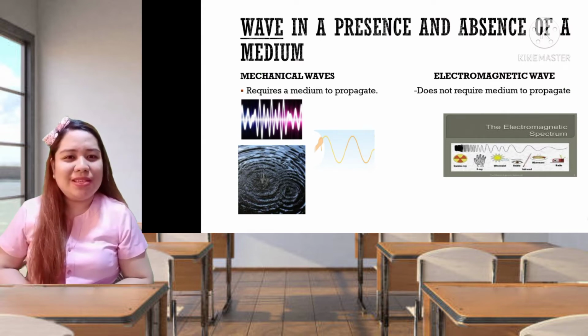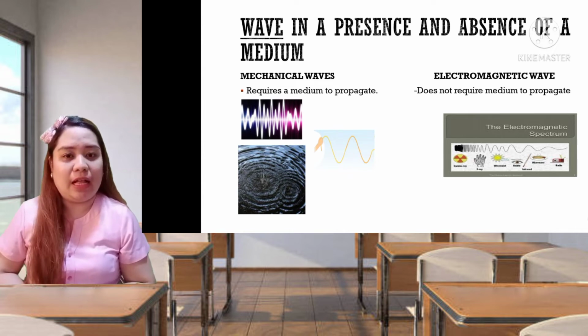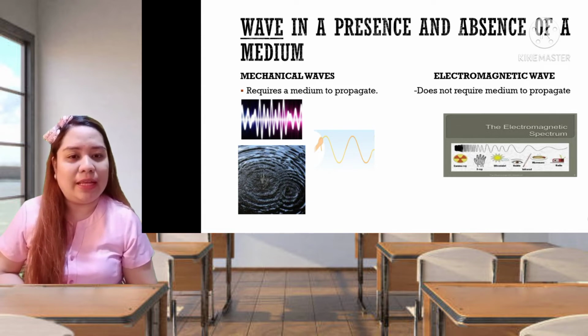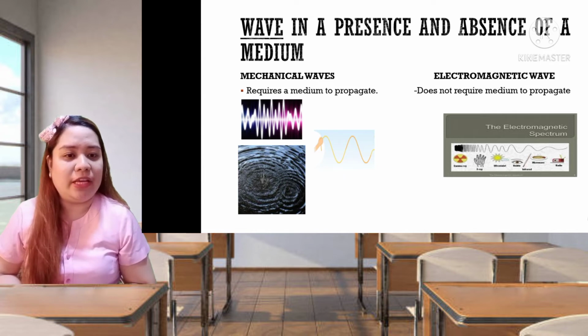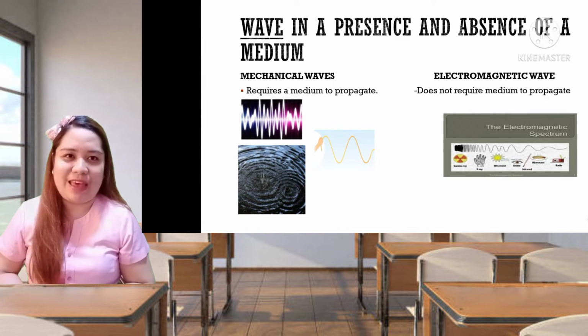Waves are also described according to the presence of a medium. When the wave requires a medium to propagate, that is a mechanical wave. Examples are the wave of the rope, sound waves, and the waves that you see in the water. But when the wave does not require a medium to propagate, that is an electromagnetic wave. Examples are radio waves, X-rays, visible light, and more. They are listed in the electromagnetic spectrum that you will discuss in your next level.